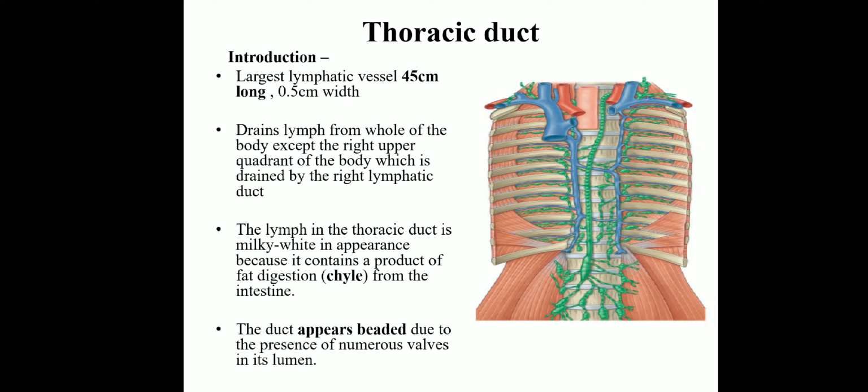First, come to the introduction. As we discussed, it is a large lymphatic vessel. Its length is 45 centimeters and its width is 0.5 centimeter. The lymph in the thoracic duct is milky white in appearance because it contains a product of fat digestion, which we call chyle. The duct appears beaded because numerous valves are present.